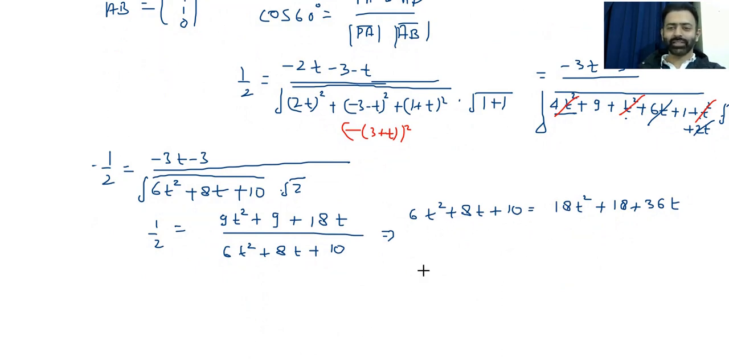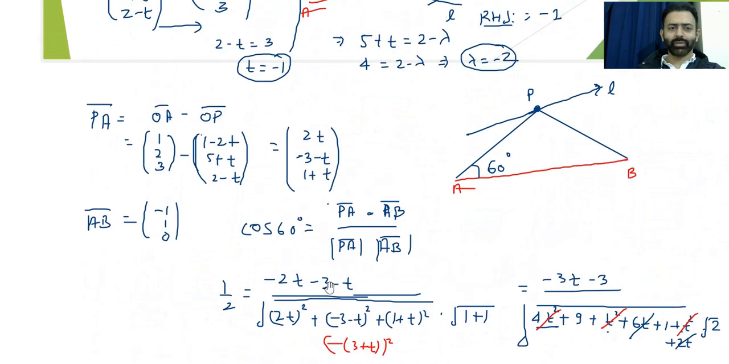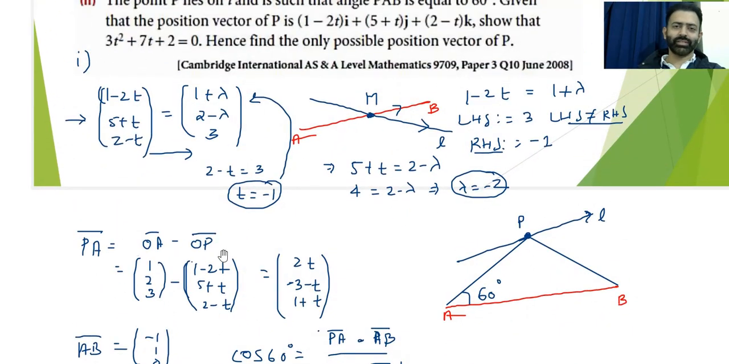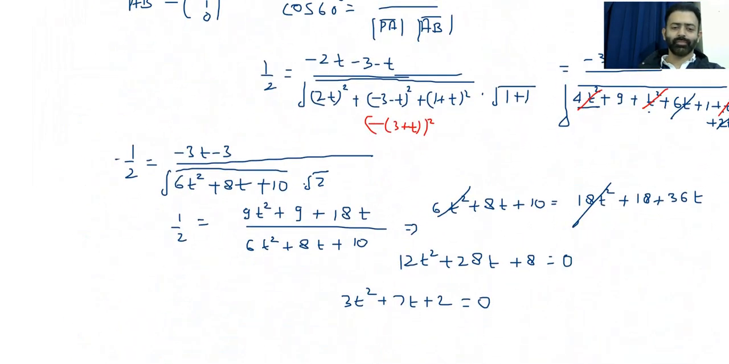So 18 minus 6 is 12t square. Then how many t's are there? 36 minus 8 is 28, so plus 28t, and 18 minus 10 is plus 8. I think I have got the right answer. We can take 4 outside, so this is 3t square plus 7t plus 2 equal to 0, and I think that is the required condition. Yes, 3t square plus 7t plus 2 equal to 0.